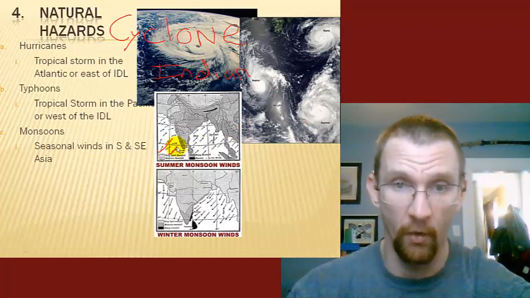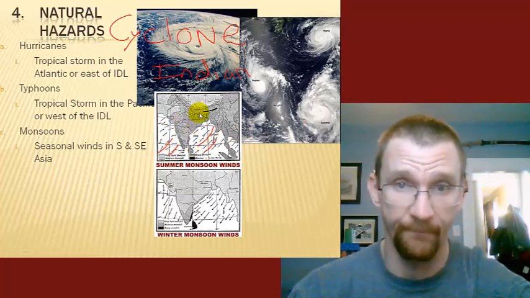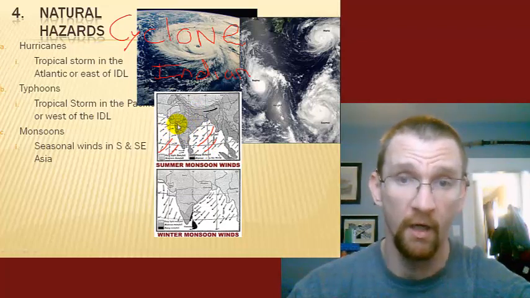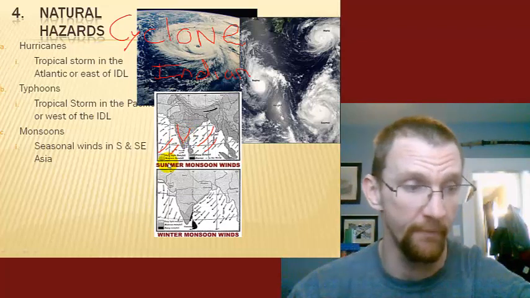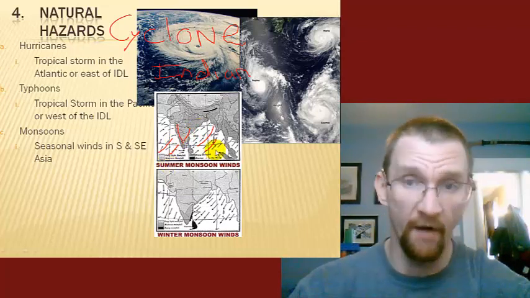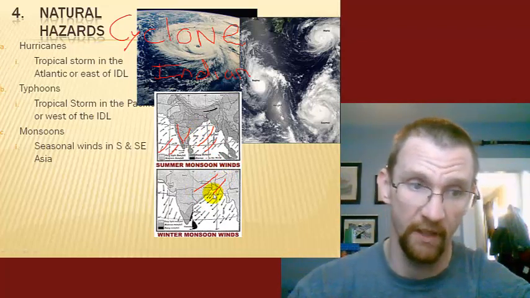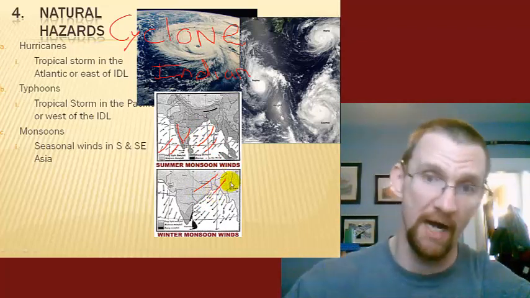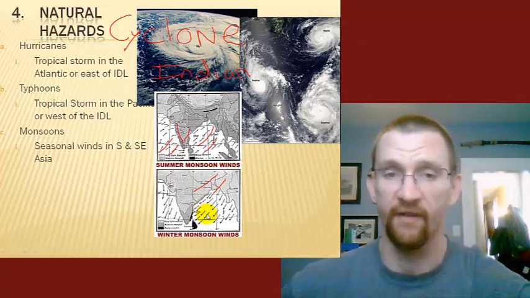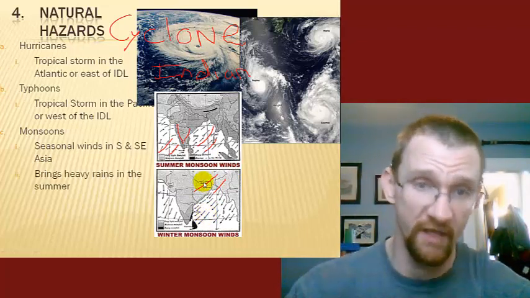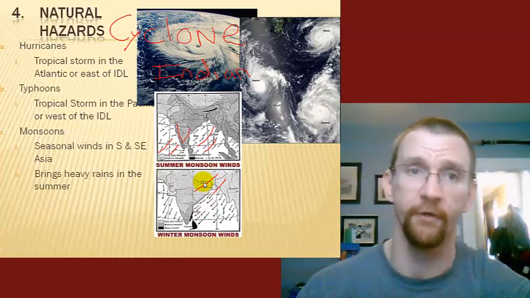Notice they're blowing over warm bodies of water, so when they hit the land, they're going to drop all their water. There are two mountain ranges called the Ghats right here that cause them to drop their water, and they often cause a lot of flooding. Winter monsoons don't cause a lot of flooding because they are dry, blowing over land. So, monsoons are seasonal winds in Southeast Asia that during the summer bring really heavy rain and often cause massive flooding.